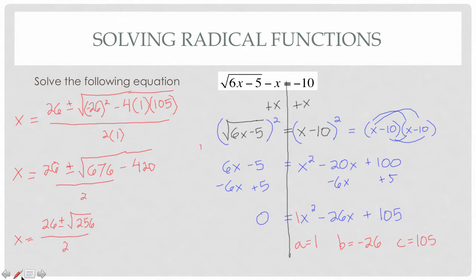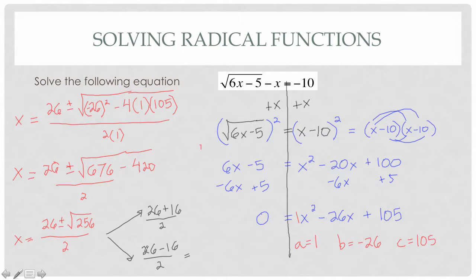And guess what? I'm going to switch colors here at this point. The square root of 256, that's a nice number. It's just 16. So my answers: one answer is 26 plus 16 divided by 2. The other answer is 26 minus 16 divided by 2.